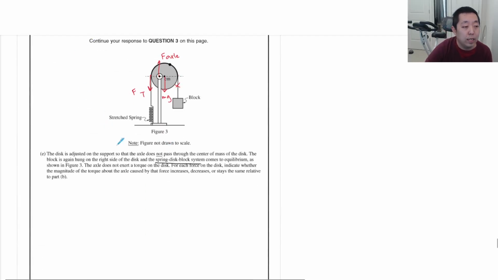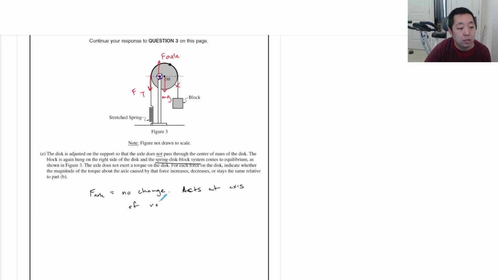So let's talk about each one. Well, they said the axle doesn't exert a torque. So the F axle, and this is the axis of rotation, by the way, is no change. It acts at the axis of rotation. They didn't tell you what the axis of rotation is, but it's spinning around here. So it acts at the axis of rotation, so no torque.